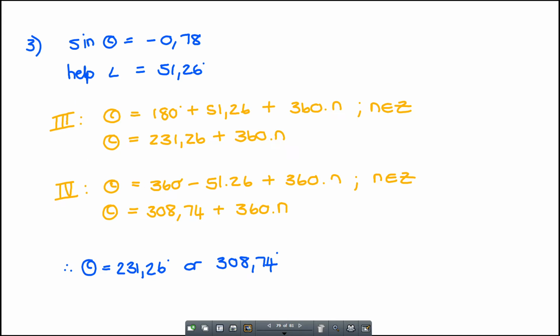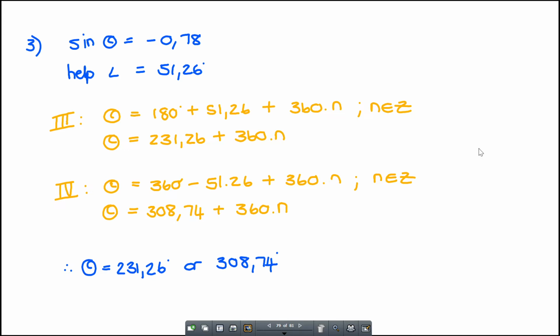Okay, so quadrant 3, we know is usually 180 plus an angle. So ek vat 180 plus my hulphoek. En dan moet ek sê plus 360 n, want die periode van 'n singrafiek is mos 360 grade. Okay, now this part I just got to go and simplify, and that gives me the 231,26. Jy moet nog steeds sê plus 360 n, nee? The only thing that I don't have to write again is this n element of integers.